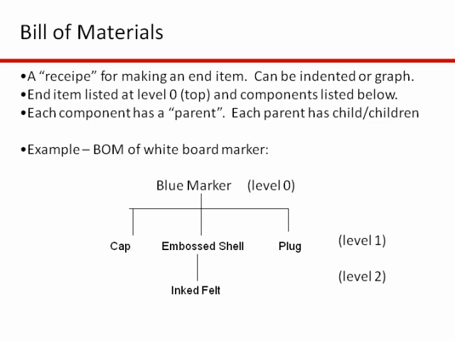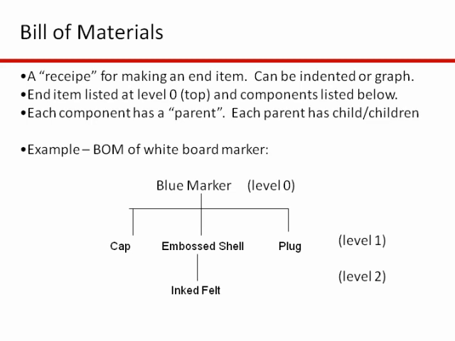These product structure trees have some conventions about them. First of all, at the top, where it says blue marker, level 0, that is the end item. Imagine a bill of material for those blue markers that you use on the whiteboards. Our end item is level 0. If we assembled the cap, the embossed shell, and the plug, we could combine them to make one blue marker. The cap, the embossed shell, and the plug are called the children of the blue marker, which is the parent. You can go as deep as you want on some of these.